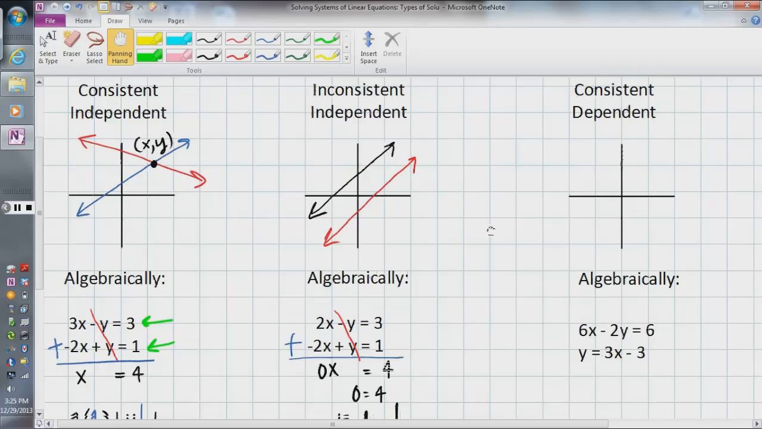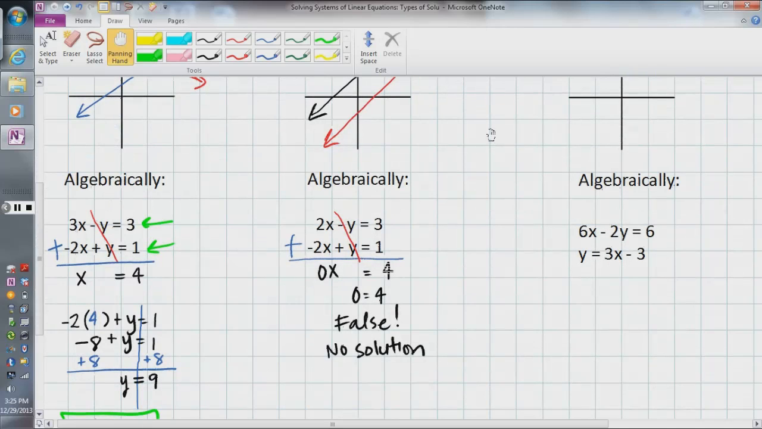Algebraically, what would happen is I would have a pair of equations, a system of linear equations. Again, I'm using the elimination method. My y's cancel out when I add my equations together, and I have 0x equals 4, which means 0 equals 4. Well, clearly that's false, and because all of my variables dropped out and I was left with a false statement, that tells me there is no solution.